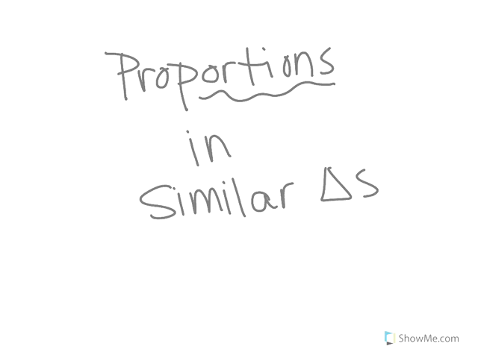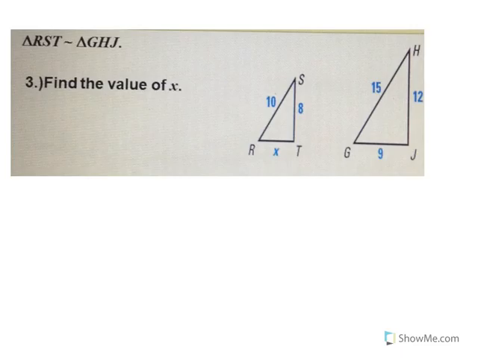I'm going to show you a couple examples where you can set up proportions to find missing side lengths in similar triangles. So it says find the value of x, and x is right here at the bottom of the first smaller triangle. And we know that the triangles are similar because it says it right here. Triangle RST is similar to triangle GHJ.